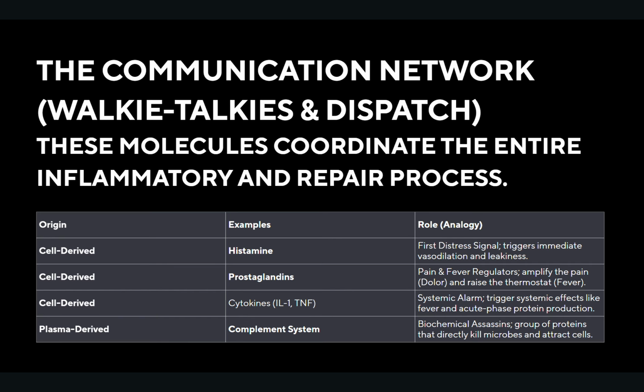Communication and coordination, the communication network, walkie talkies, and dispatch. So, none of this is random. It's perfectly orchestrated by our chemical mediators, the walkie talkies and dispatch signals coordinating the crew. A key early signal is histamine, which is the first distress signal that triggers the pipe leakiness. Prostaglandins are crucial. They regulate the leakiness but also sensitize the nerve endings, which is why they are key drivers of dolor and fever response.